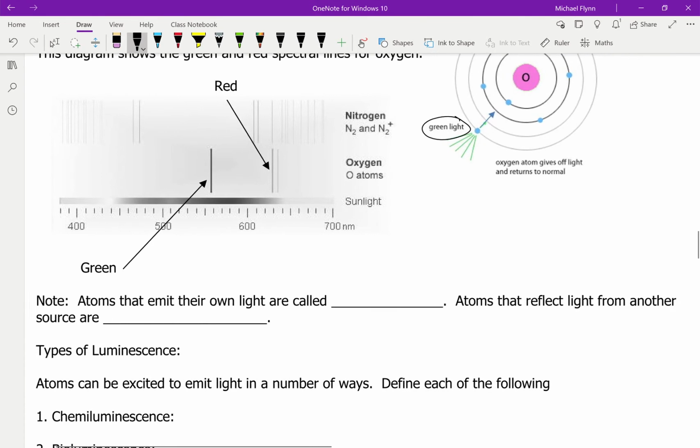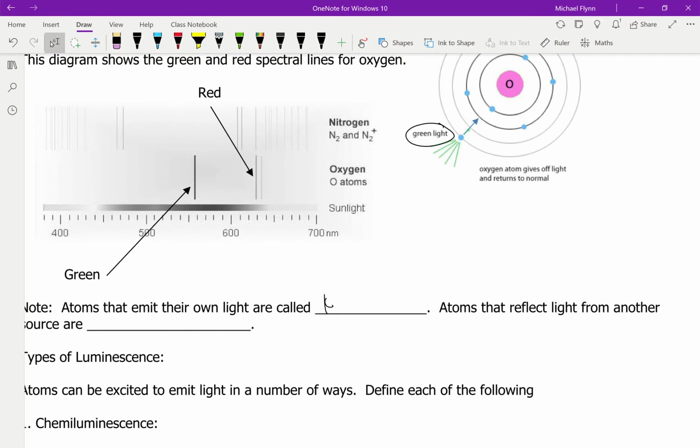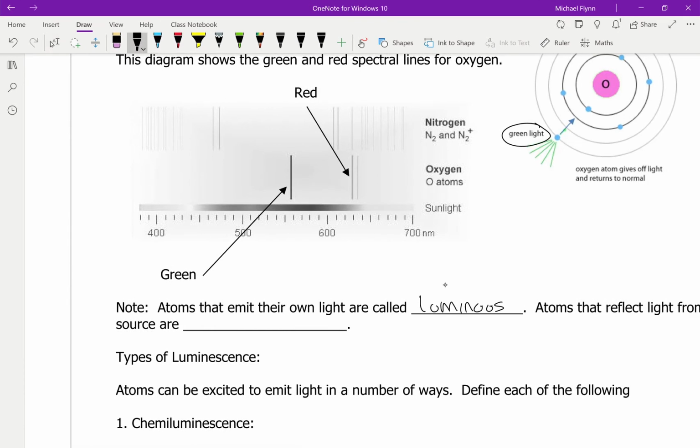Now, atoms that emit their own light are called luminous. Atoms that reflect light from other sources are called non-luminous. Luminous objects glow in the dark. These ones only reflect light. If you're looking at this on a computer screen, which you obviously would be, the computer screen is emitting its own light. You can turn out all the lights and still see the computer screen because it emits its own light. And that is a luminous object.